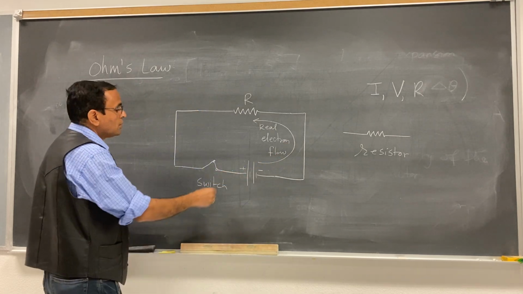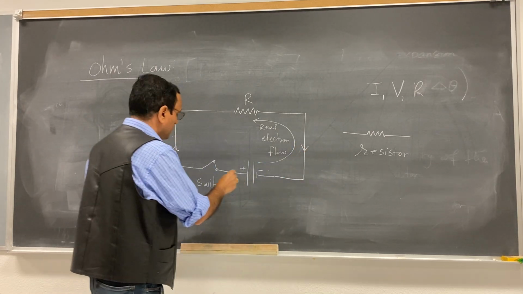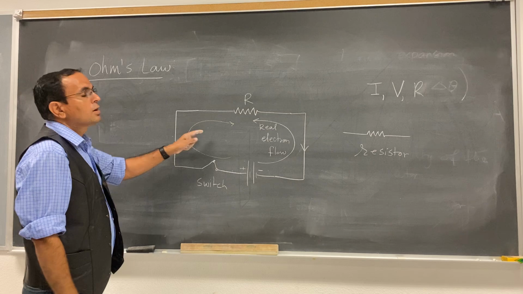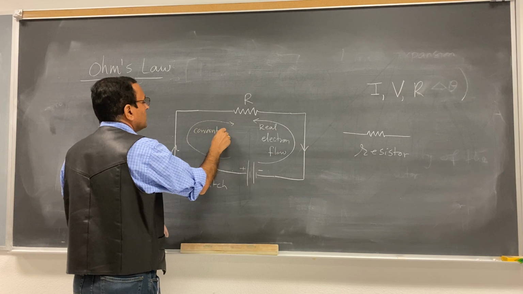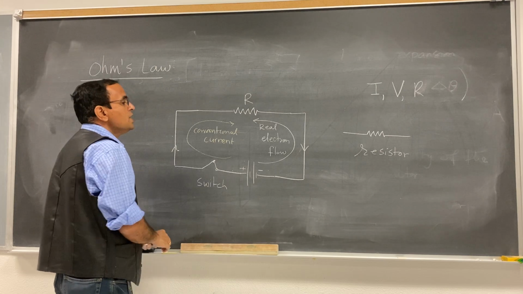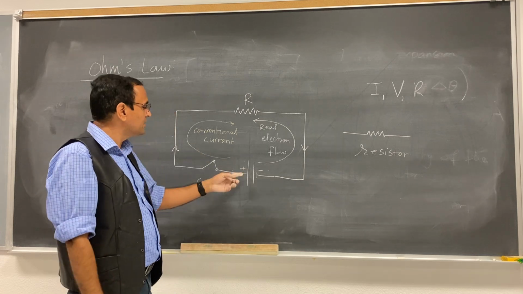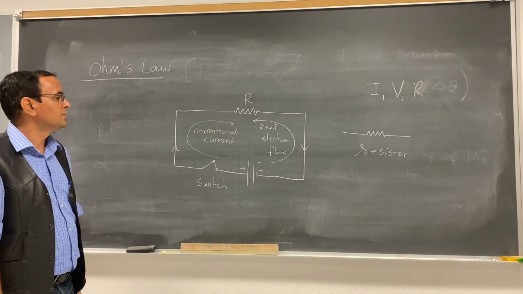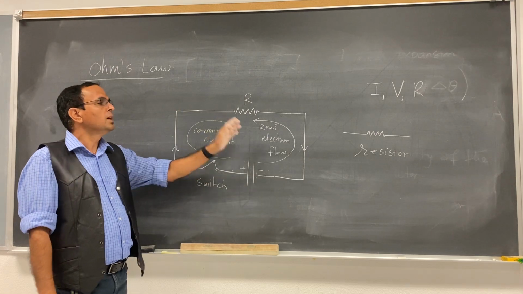We use from positive terminal to negative terminal, the other way, this way. This is conventional current, this direction. We always use this, positive to negative. The person who discovered current first thought at that time positive to negative. We are still using the same direction, and this direction is called the conventional current direction. So the direction of the current is always from positive to negative.